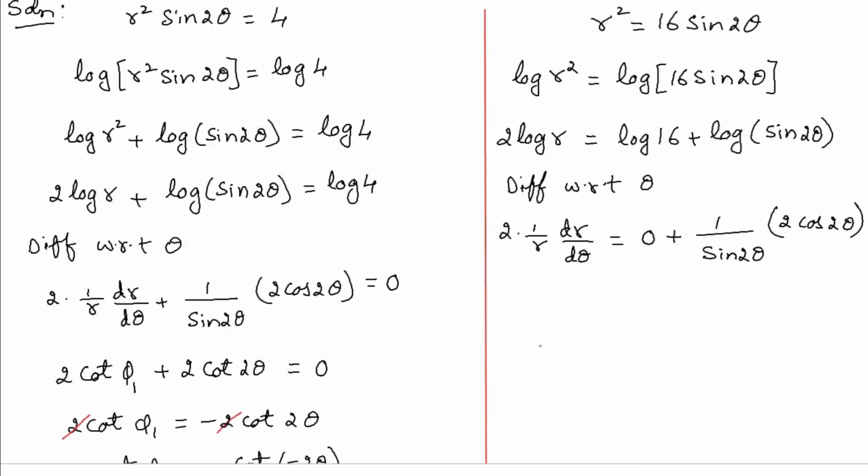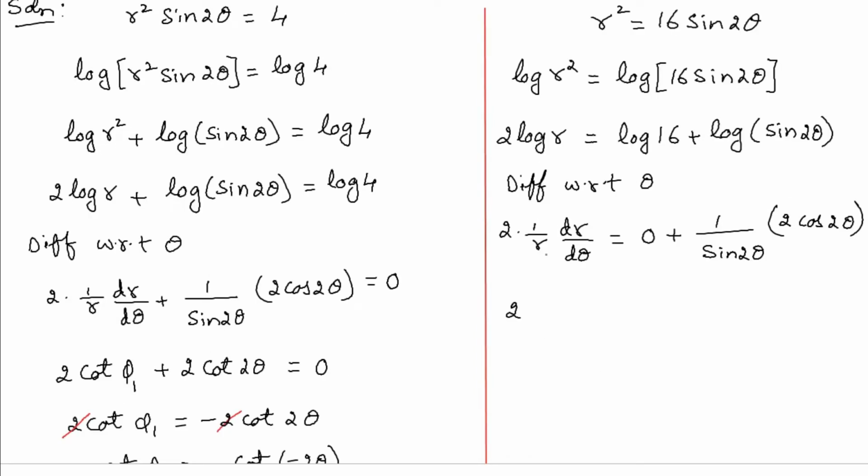This can further be written as 2 into 1 by r dr by d theta, which is nothing but cot of phi. Since it is the second curve, I'll write cot of phi 2. This will equal 2 times cos by sine, which is nothing but cot. So we'll get cot of 2 theta. The 2 will cancel out from both sides. So we're left with cot on both sides. Therefore the equality gives us the value of phi 2 to be equal to 2 theta.